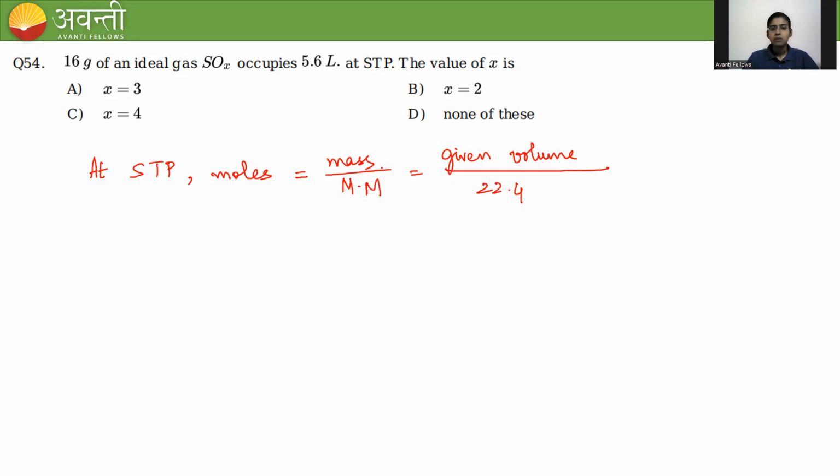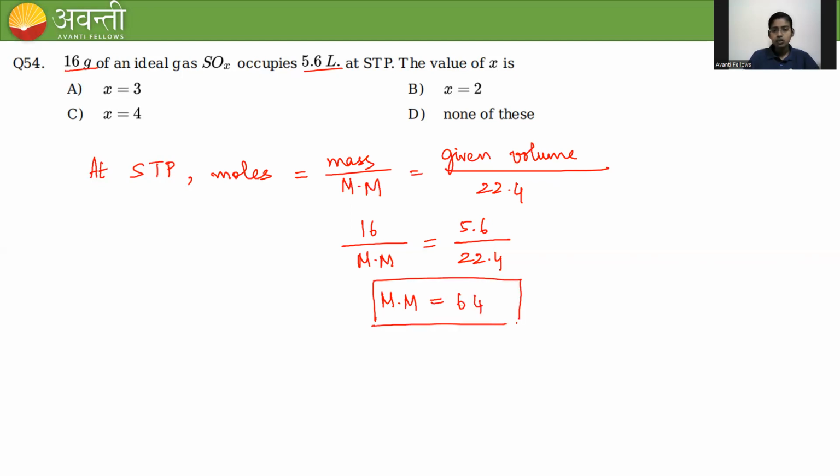Okay. So the mass is given as 16 gram and the molar mass we don't know, that we have to find out, and the given volume is 5.6 liter divided by 22.4. And if we solve, we will get molecular mass is equal to 64. Okay. And we know that the molecular mass of sulfur dioxide is 64, right? Molecular mass of sulfur dioxide is 64. So the X value is coming out to be 2.